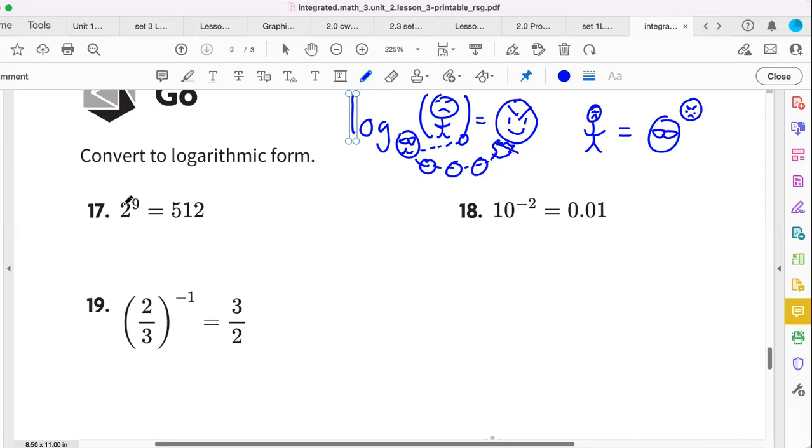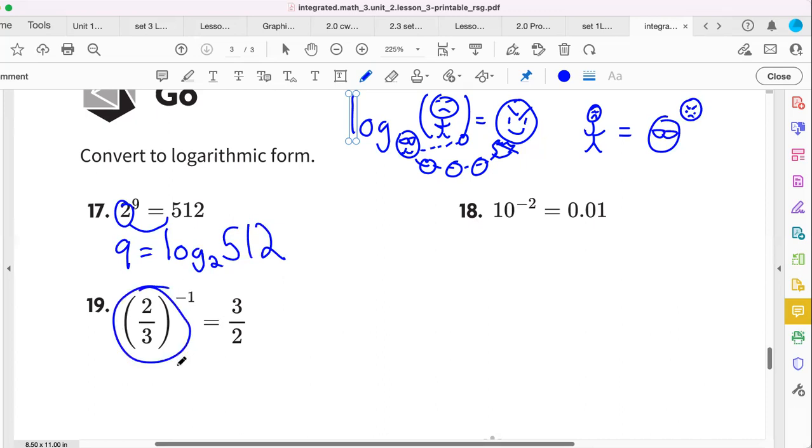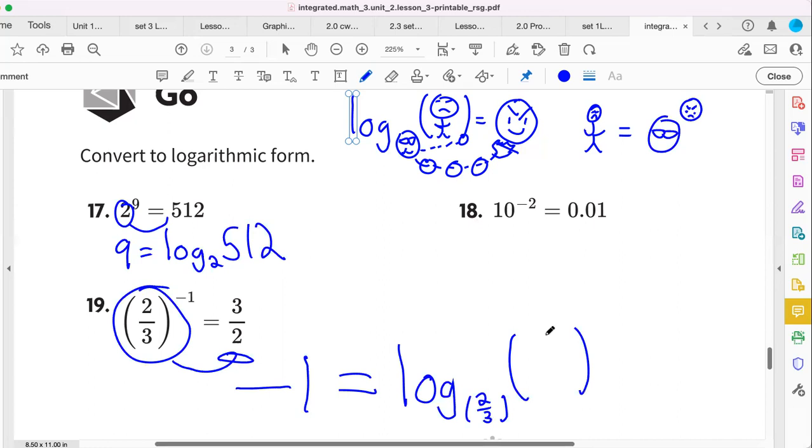So you can kind of do the same thing here. Say 2 swings back, 9 drops like it's hot. You claim it's log base 2 of 512. That's your log form. So cool. You don't even have to evaluate anything. You're just rewriting the form. Here, 2/3 is your base. Swing it back. -1 drops like it's hot. Log is here. Your base is going to be what again? 2/3. And your argument is going to be this. Capiche? Makes sense? These are so simple.